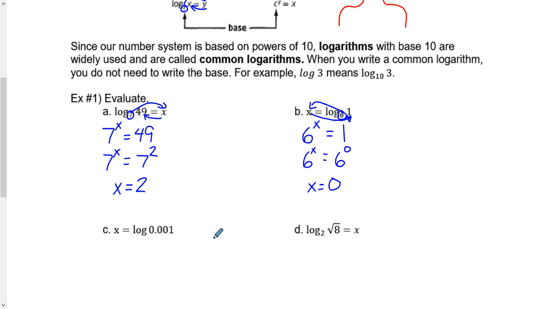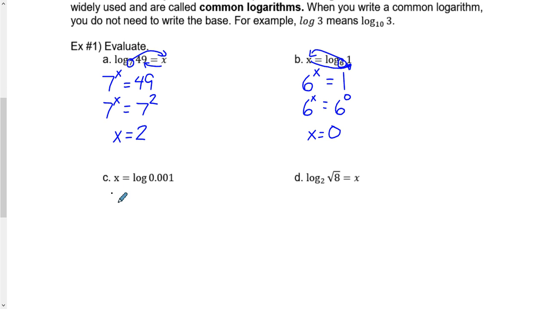If we got into these kind of questions, just a nice little reminder again, the common logarithm always has a base 10. So this question could actually be rewritten as x equals log base 10 of 0.001. So let's use our whiplash: 10 to the power of x equals 0.001.